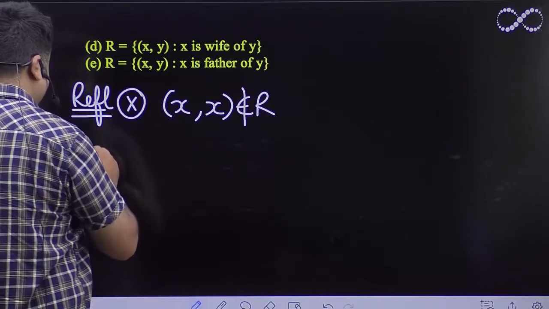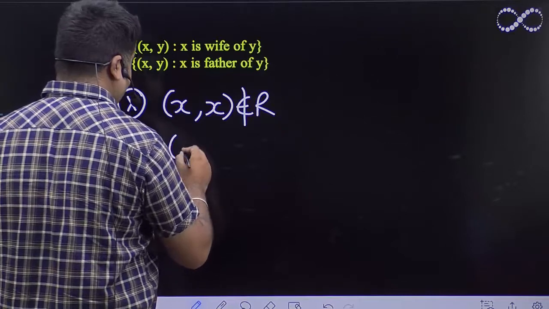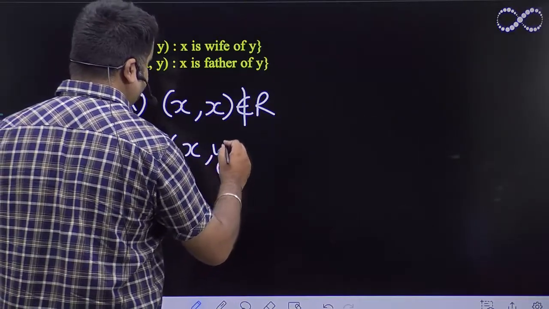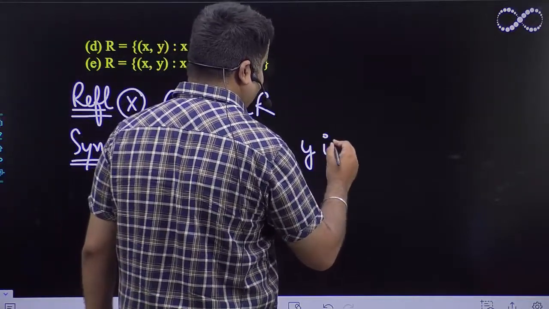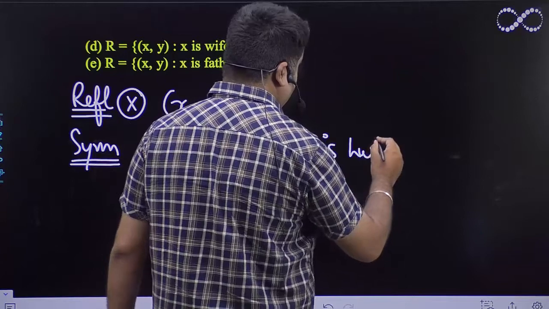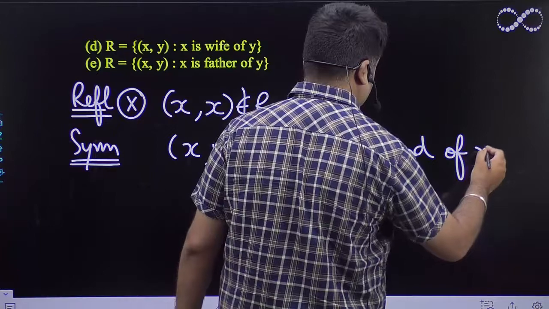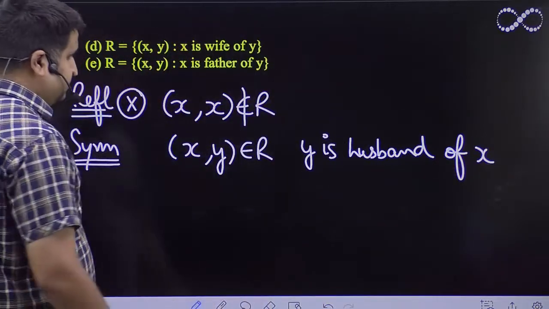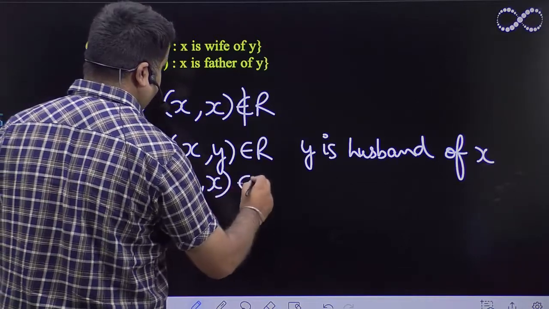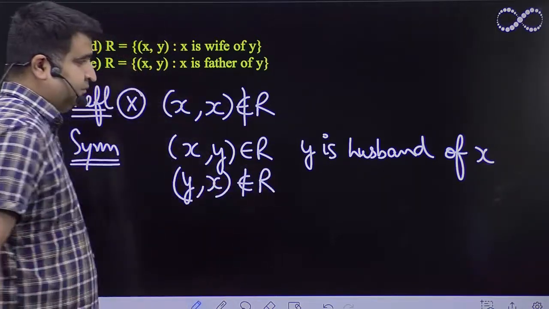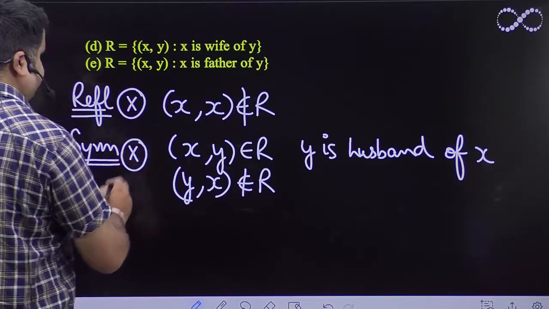Now we'll check for symmetric property. If X is the wife of Y, then Y is the husband of X. So YX does not belong to R. So this is not a symmetric relation.